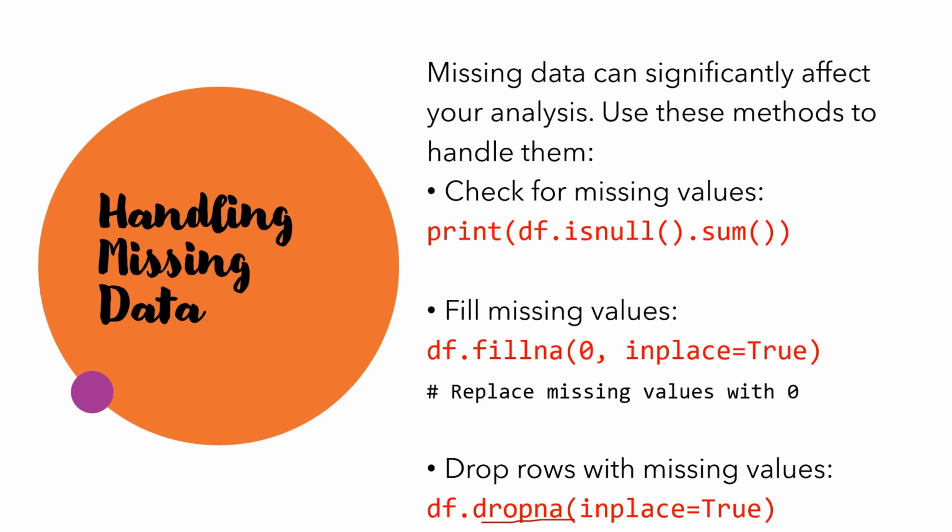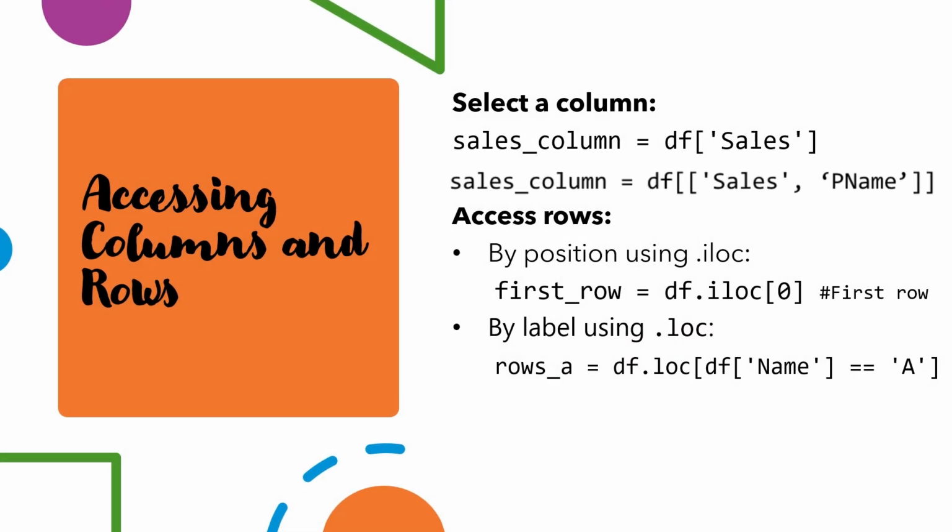Moving on, let's learn how to access columns and rows. Accessing rows and columns is fundamental for data manipulation and analysis. To access a single column, you can use the column name as key, which is similar to accessing a value in a dictionary. To access multiple columns, you can provide multiple column names.